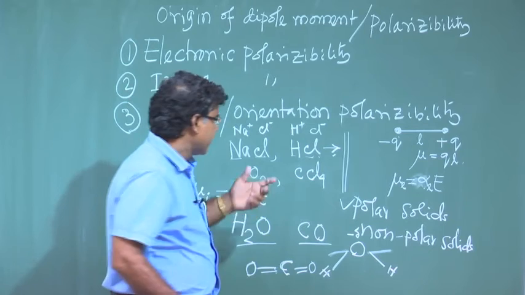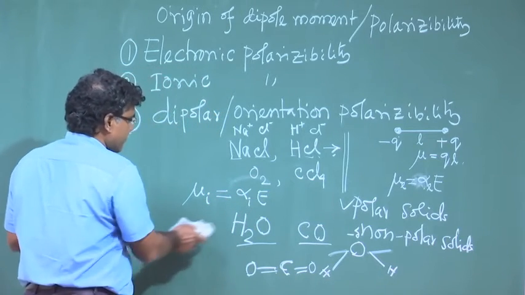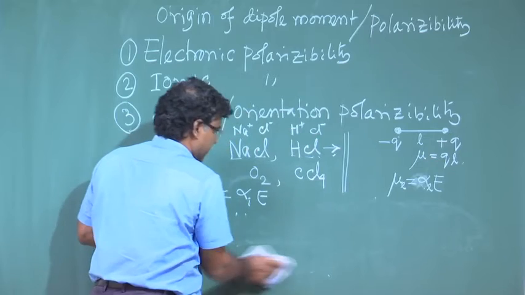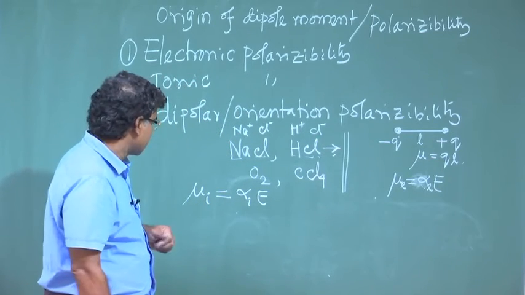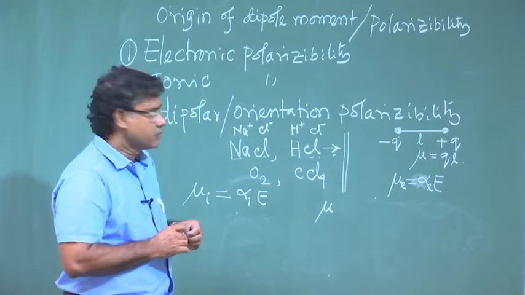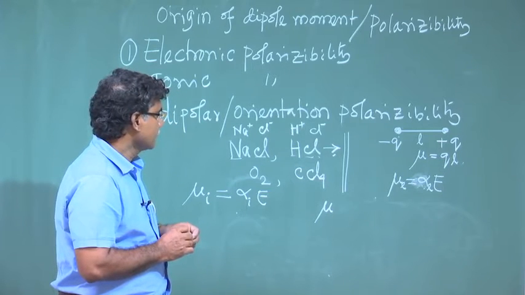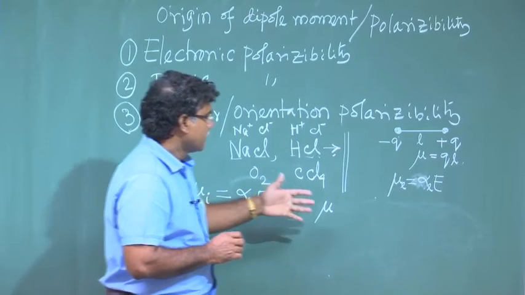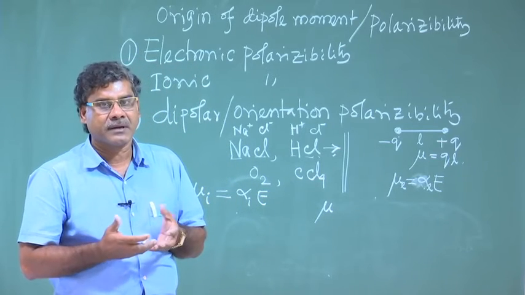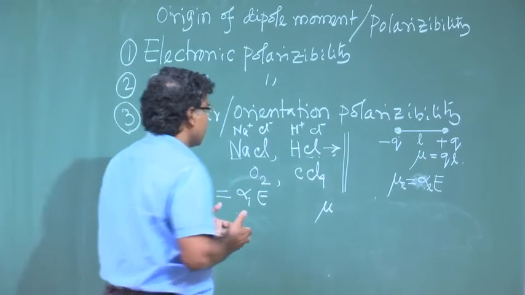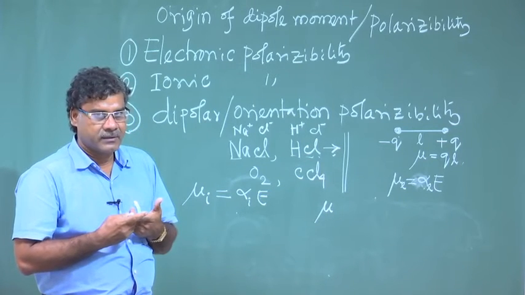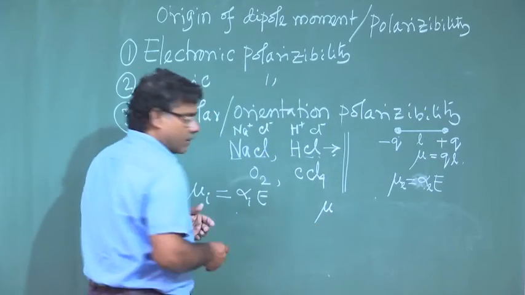Anyway, the materials which have a permanent dipole moment are called polar materials, polar dielectrics, polar solids. Their permanent dipole moment mu is randomly oriented in the material. Now, if you apply an electric field, what happens?